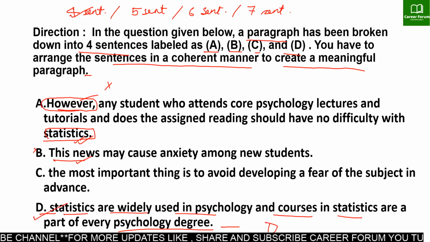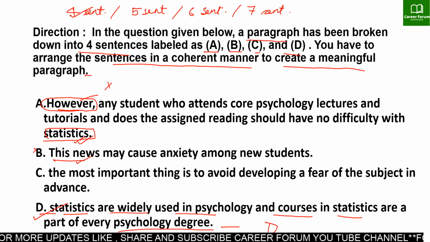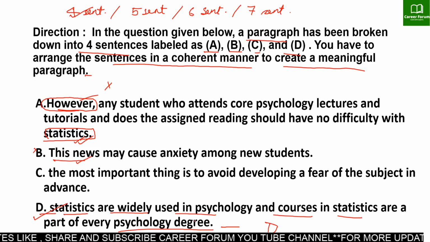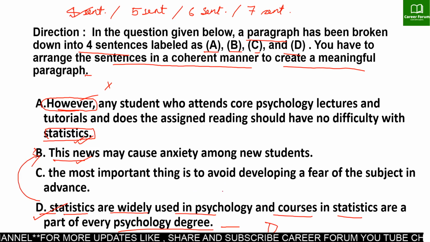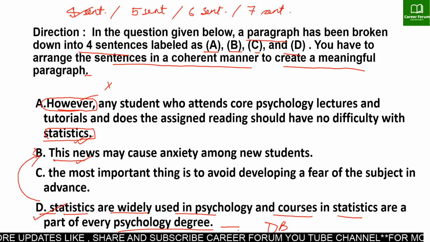Clear? Next, let us look at the idea they have mentioned in the D sentence. Statistics are widely used in psychology, and courses in statistics are a part of every psychology degree. So the news of using statistics in psychology is creating anxiety among new students. So which news are we talking about here? About D. So obviously after D, the sentence should be B. So the next is B. Am I clear? Now let's move to the next part.